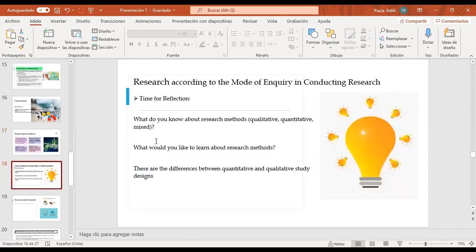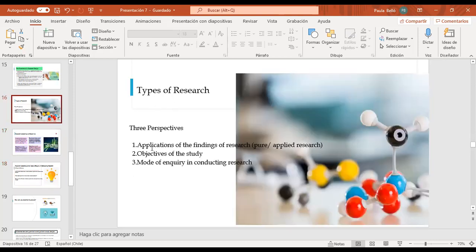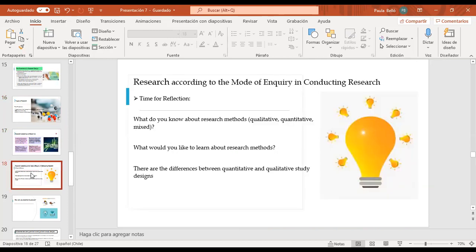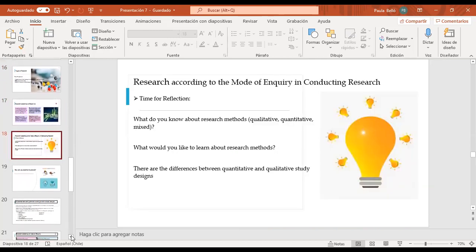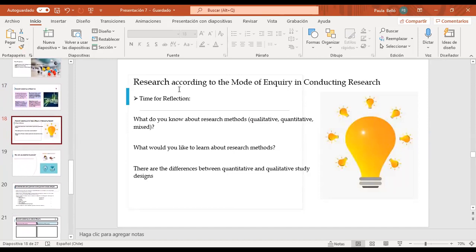Okay. And then we have another way to look at research, which is according to the mode of inquiry. So this is your next task. Research according to the mode of inquiry. And here is where we go into qualitative and quantitative. We have a mixed one, we have seen a little bit. And think, what would you like to learn about them? Because now we are going to read a section of a chapter and do your analysis.